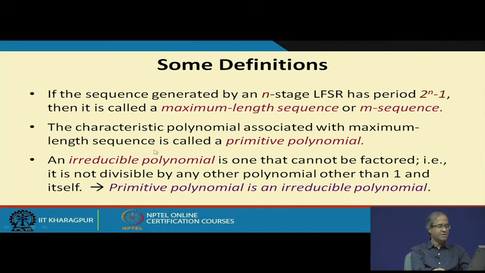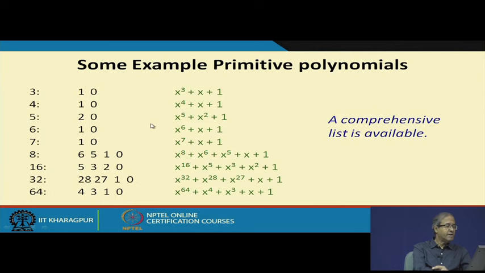So, there are ways to identify this kind of primitive polynomials. There are comprehensive lists of these primitive polynomials available in various places. So, I am showing here a few. This number indicates the number of flip flops, that means the number of stages in the LFSR, and this is a kind of coding from where you are taking the taps. 3 1 0 means you are taking the tap from the last stage 3, and from 1 and 0. So, the polynomial will be x cube plus x plus 1. For 4, x to the 4 plus x plus 1.